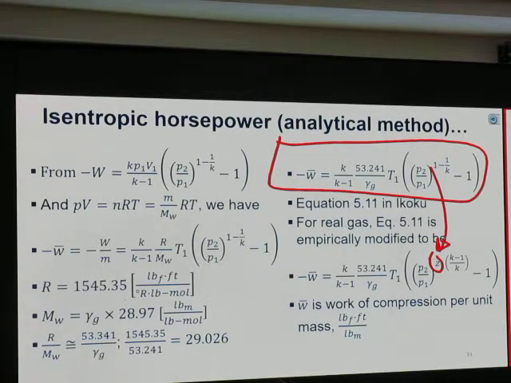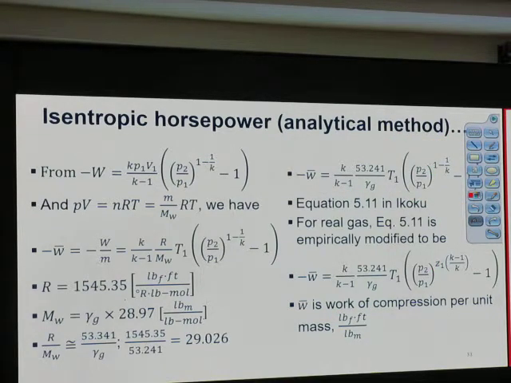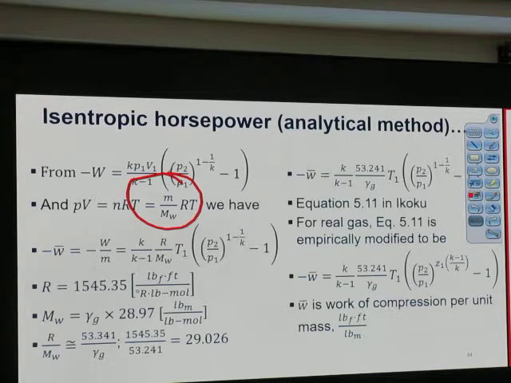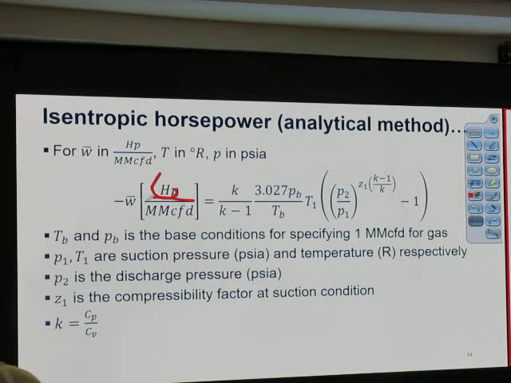And we change the unit, work of compression per unit mass, pound force foot per pound mass. Pound force foot per pound mass is not convenient to use, what do you think? So they eventually change to horsepower per gas flow rate instead of pound force foot per pound mass. What was that? Pound force foot per pound mass doesn't mean much for us, right? But horsepower and flow rate is the characteristic that we need. So this means if we want more flow rate.